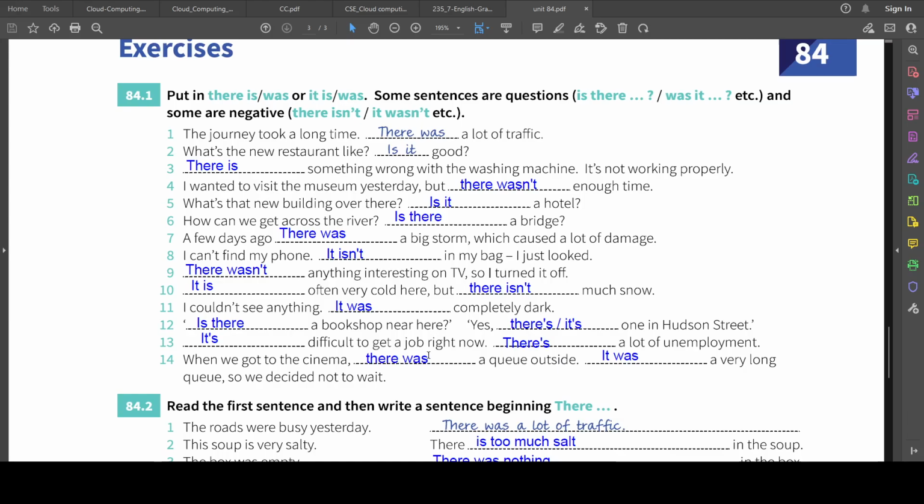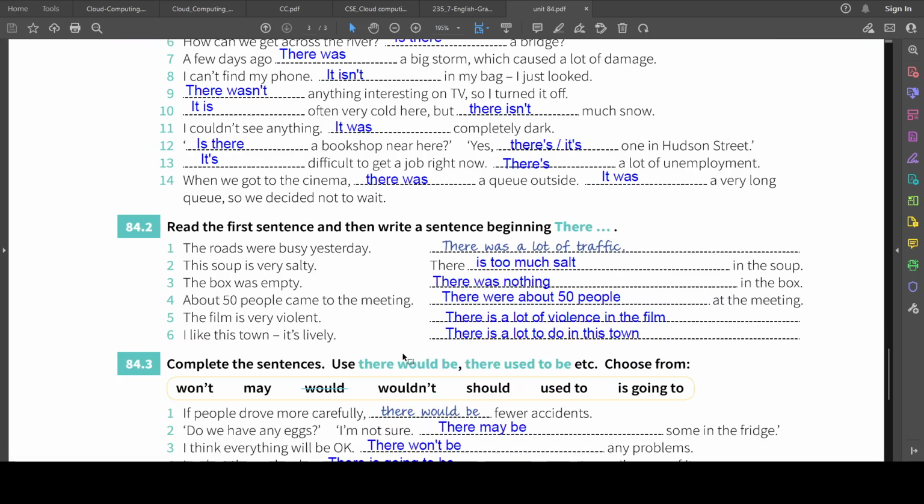It is difficult to get a job right now. There's a lot of unemployment, so it is difficult to get a job right now. The first one, because we're talking about a specific thing, and the second one, because we're talking about existence, like there's a lot of unemployment. When we went to the cinema, there was a queue outside. It was a very long queue, so we decided not to wait.